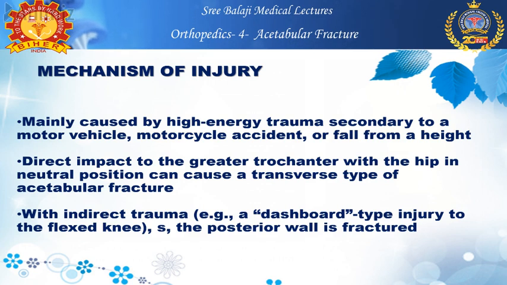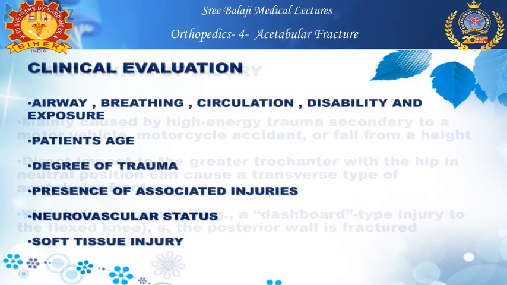Mechanism of injury in acetabular fractures. It is mainly caused by high-energy trauma secondary to motor vehicle accident or fall from height. Direct impact to the greater trochanter with the hip in neutral position can cause a transverse type of acetabular fracture. With indirect trauma, like in a car, when the knee hits against the dashboard, the posterior wall is fractured. Acetabular fractures are usually associated with hip dislocation or femoral head fractures also.